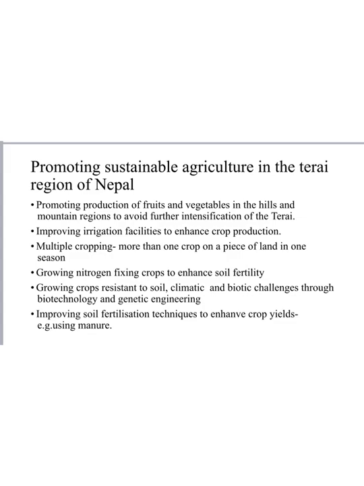So after every year of one crop that is harvested, they will plant legumes such as clover, and this will enrich the soil with nitrogen again from its nitrogen fixing bacteria. They're also growing crops resistant to soil, climatic and biotic challenges through biotechnology and genetic engineering of these crops so that they're more resistant and hardy in this area. They're also improving soil fertilization techniques to enhance crop yields, such as using manure from the cows. Again, not using fertiliser, which would run off and could pollute areas.